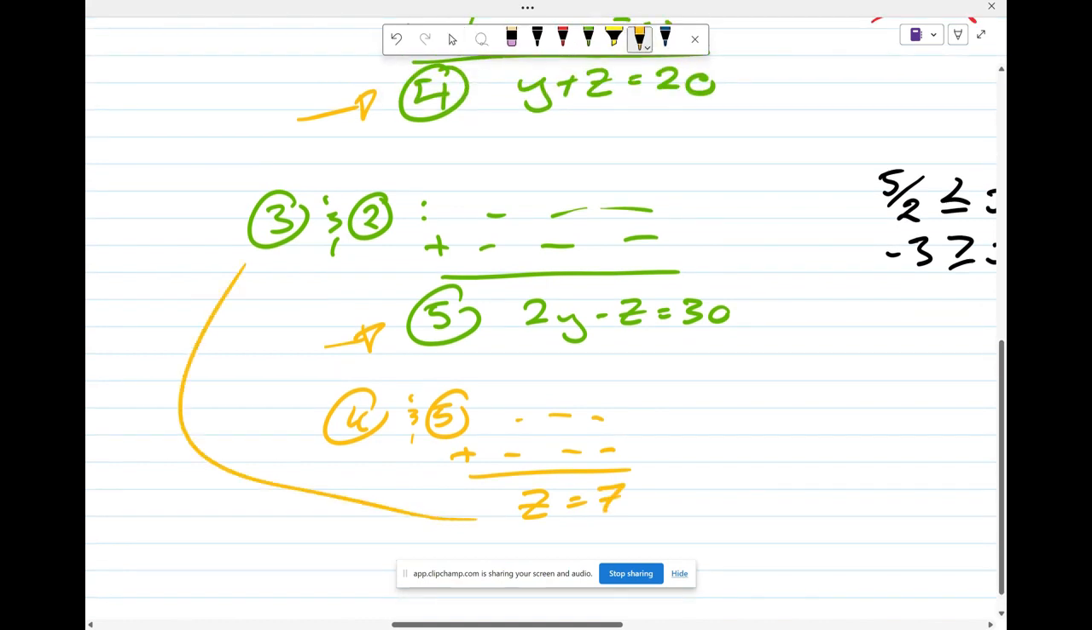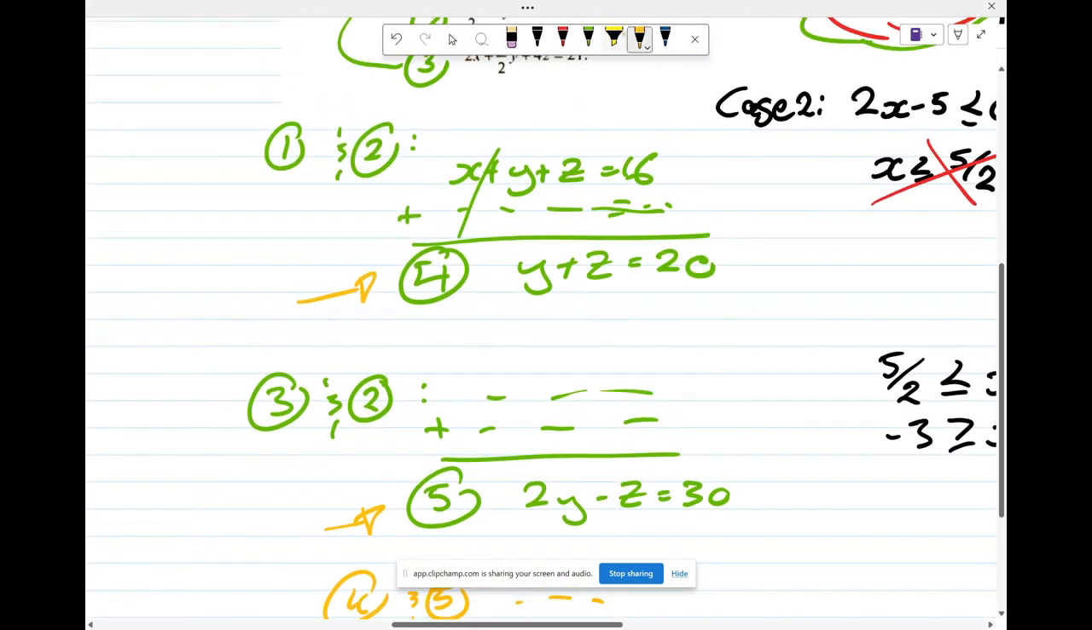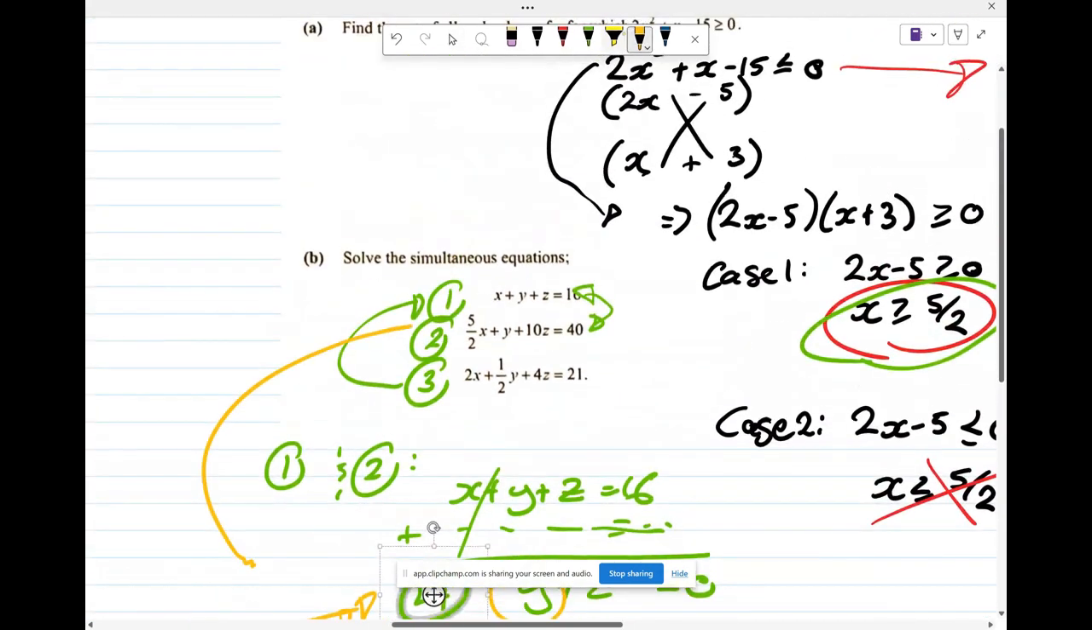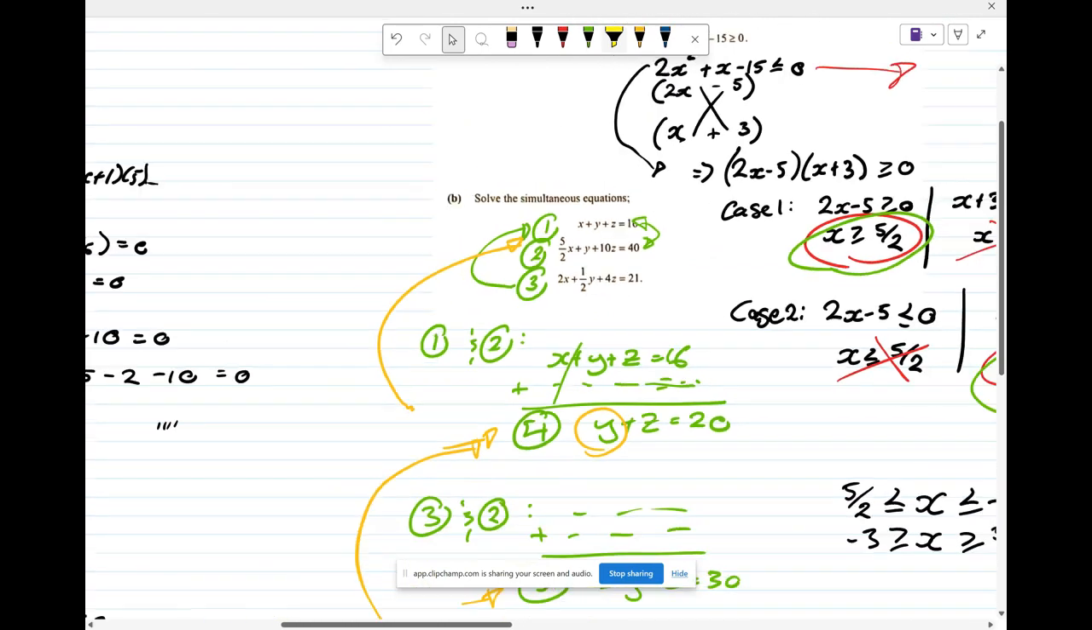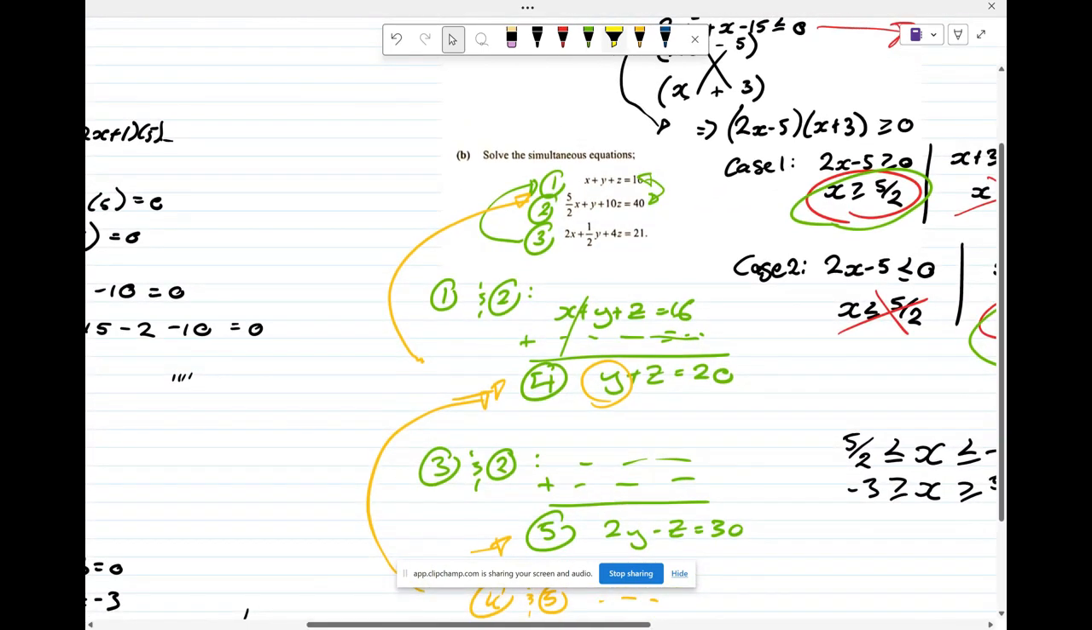Then you're going to sub back in all the way up here, even get your value for y, and then sub back in to an equation up here and get a value for x. That's kind of the structure of that kind of question.